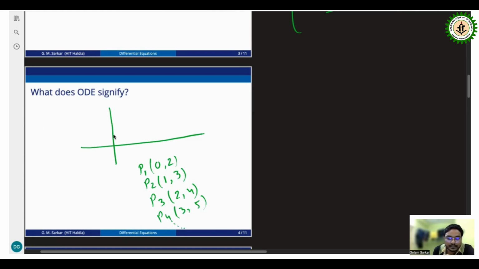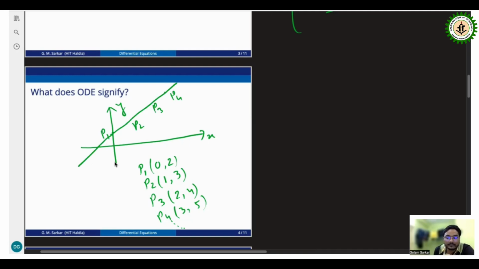Now P1 is (0, 2). Suppose this is my x axis and this is my y axis. So P1 is here, take another point P2 here, another point P3 here, this is my P4, and so on. Now, if someone traces all these points, what will you get? You will get a straight line, this, and if I extend this line, you will get this.